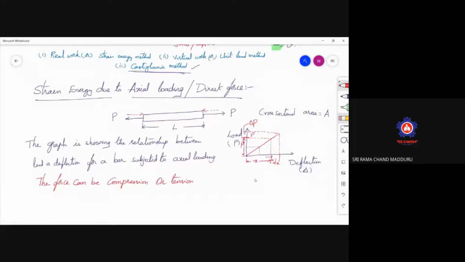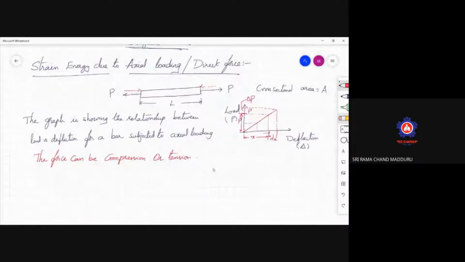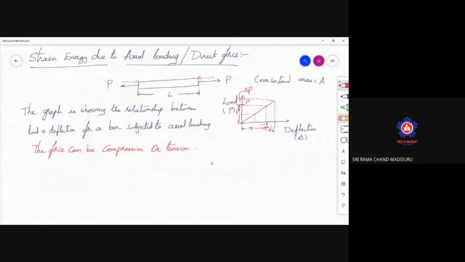Now, what is the external work that is done here? When a load is applied externally, we know that the work is nothing but load into deflection. From our basic physics, we have learned this, right? Here I can write work as force into displacement. Your x is nothing but the deflection or displacement.